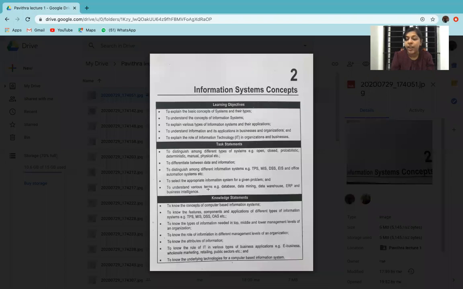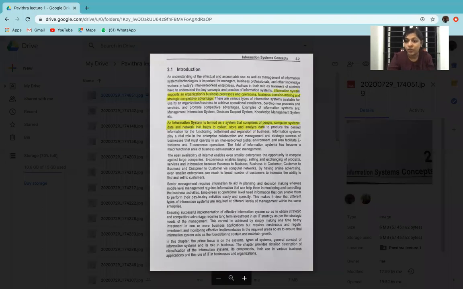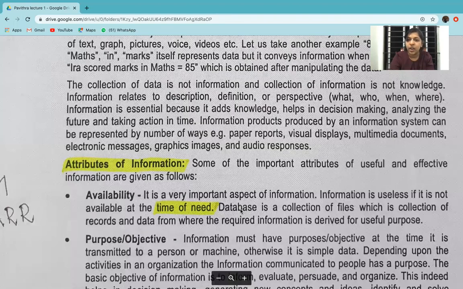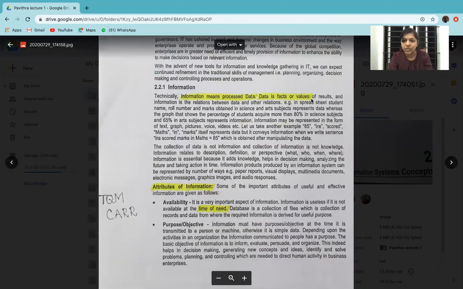The word information is the crux of this syllabus. We all deal with the process, how we control information, how the audit is done, what are the standards applicable, what are the laws and regulations applicable for information. What is this information? Information is processed data. What is data? Data is facts or values. This is what information is about.